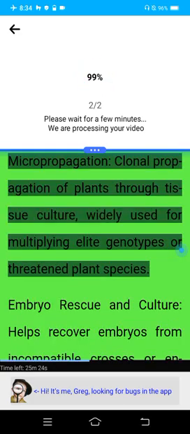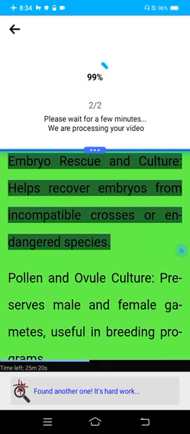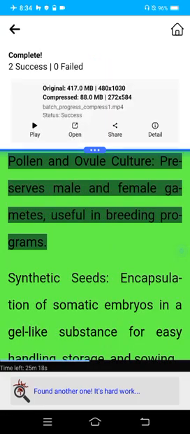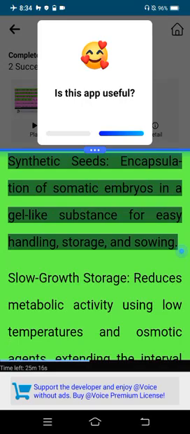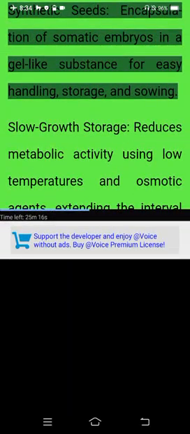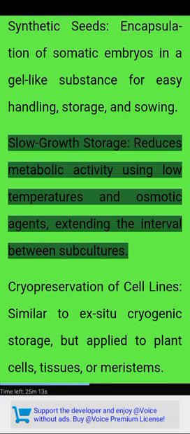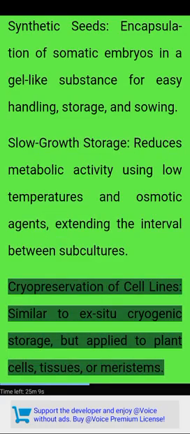Major techniques. Micropropagation: clonal propagation of plants through tissue culture, widely used for multiplying elite genotypes of threatened plant species. Embryo rescue and culture: helps recover embryos from incompatible crosses or endangered species. Pollen and ovule culture: preserves male and female gametes, useful in breeding programs. Synthetic seeds: encapsulation of somatic embryos in a gel-like substance for easy handling, storage, and sowing. Slow growth storage: reduces metabolic activity using low temperatures and osmotic agents, extending the interval between subcultures. Cryopreservation of cell lines: similar to ex situ cryogenic storage, but applied to plant cells, tissues, or meristems.